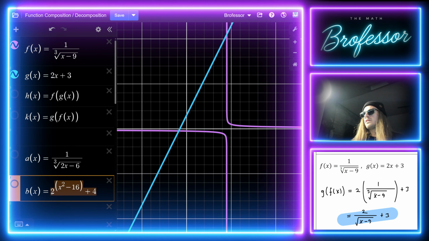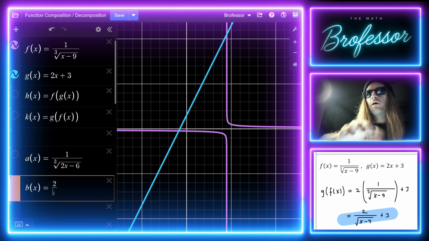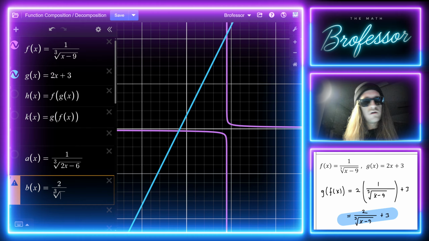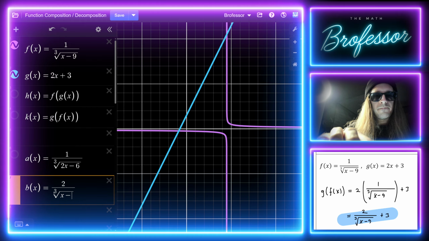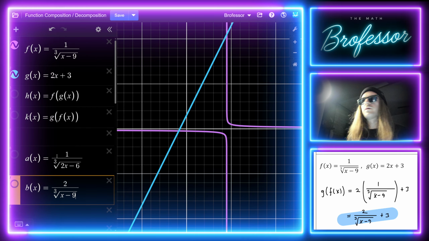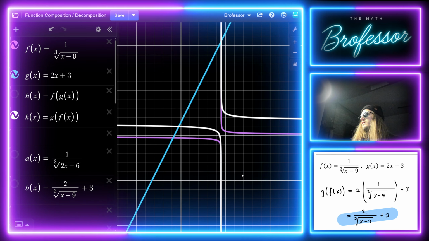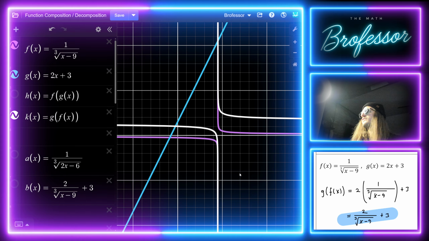Let's type that in. 2 over, oh, I didn't put my little cube root. I got to put a cube root there. There we go. All right. CBRT, x minus 9, plus 3. All right, here is the accurate g of f right there. Looks kind of like a vertical shift, but it's not exactly the same. And here's our answer, and we're good. We got the same thing. Very nice.